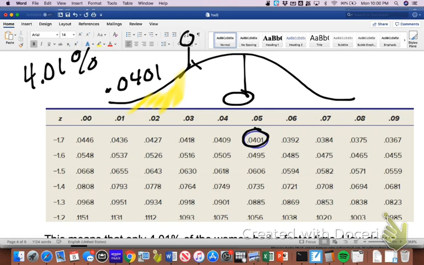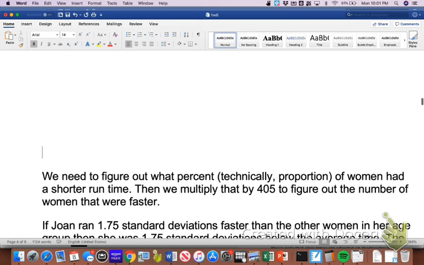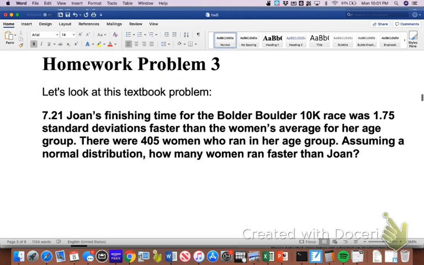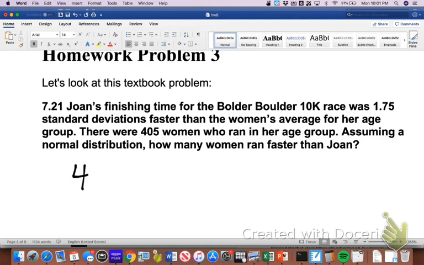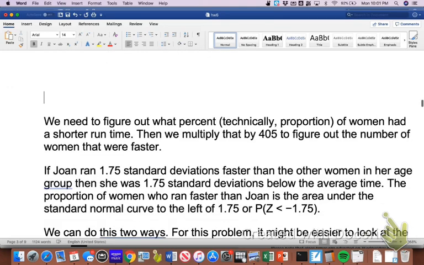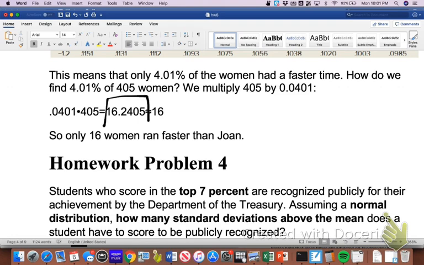So that's the percent, but that's not what the question is asking us for. The question is asking us how many women does that translate to? How many women were actually faster? In order to figure that out, we know that we had 405 women, and then we multiply that by 0.0401 to figure out how many women that would be. I've done the calculations already. If I multiplied that together, that would be 16.2405, which obviously rounds to just 16 women. So there were only 16 women who were faster than Joan.